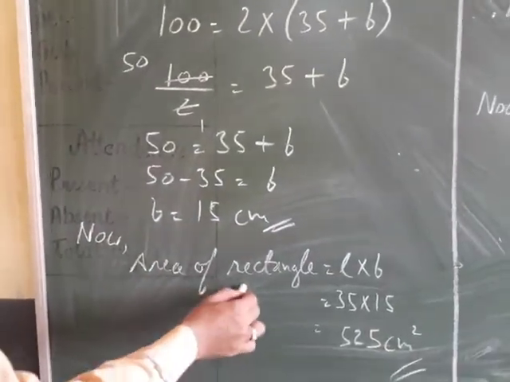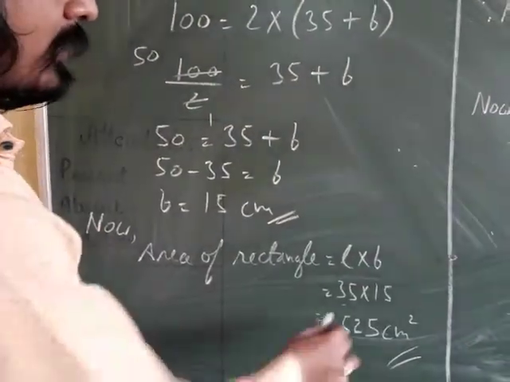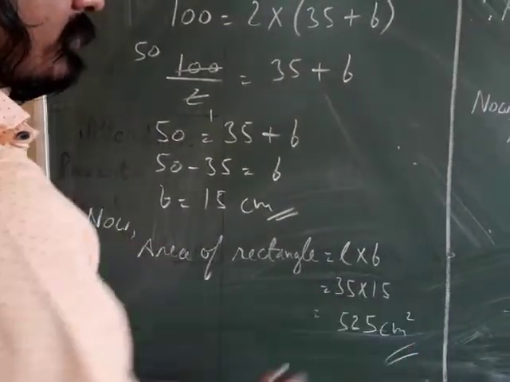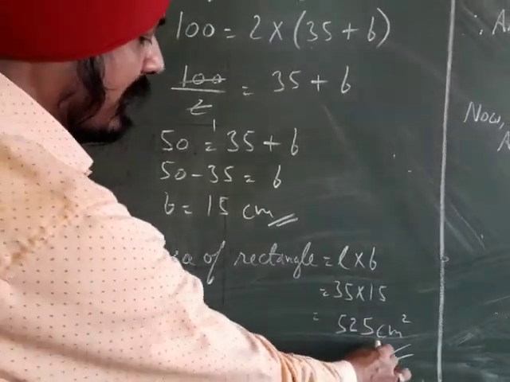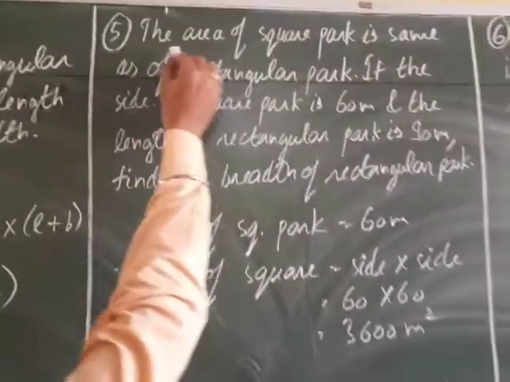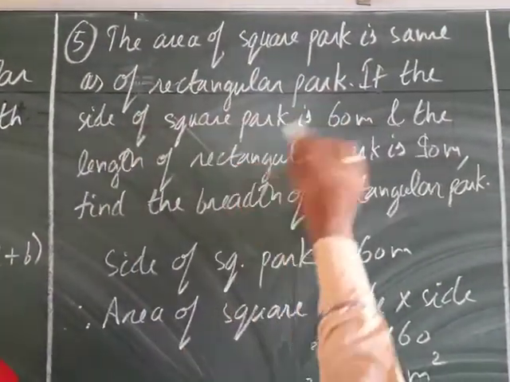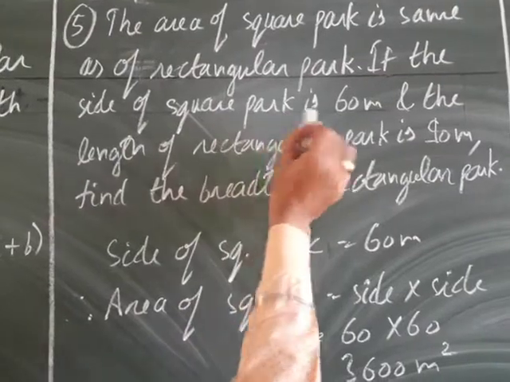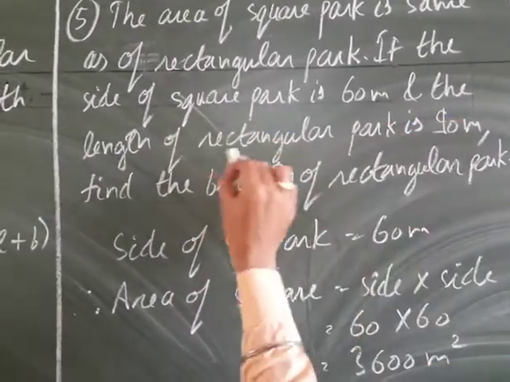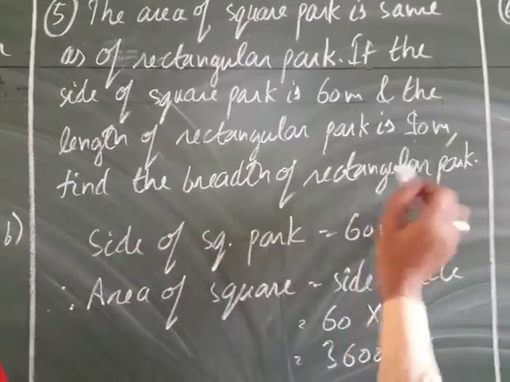Now you have to find area of rectangle. Area of rectangle equal to length multiplied by breadth. So 35 multiplied by 15. You will get 525 centimeter square. Now students, see fifth question. The area of square park is same as of rectangular park. If the side of square park is 60 meter and the length of rectangular park is 90 meter, you have to find the breadth of rectangular park.